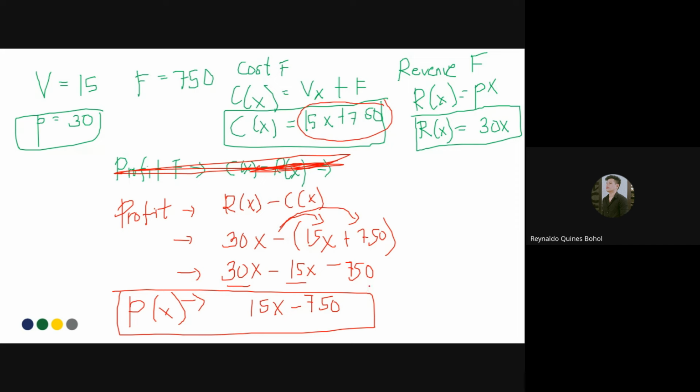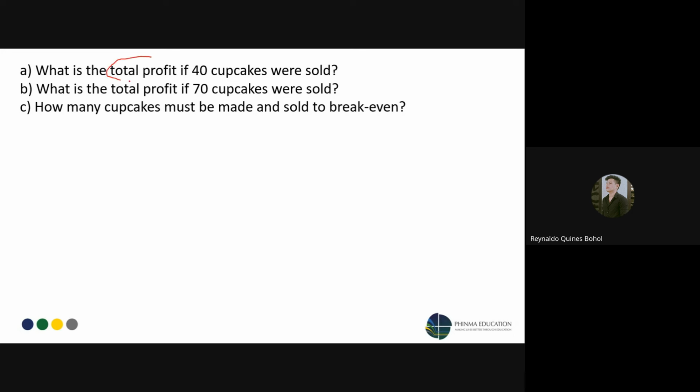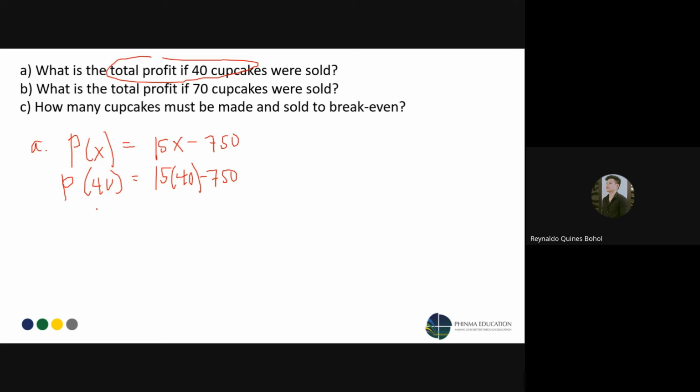Okay, so let's get letter A. Letter A is the total profit if 40 cupcakes were sold. So, let's get A. So, we have P of x is equal to 15x minus 750. So, 40 is the number of cupcakes. Our x is 40, minus 750.